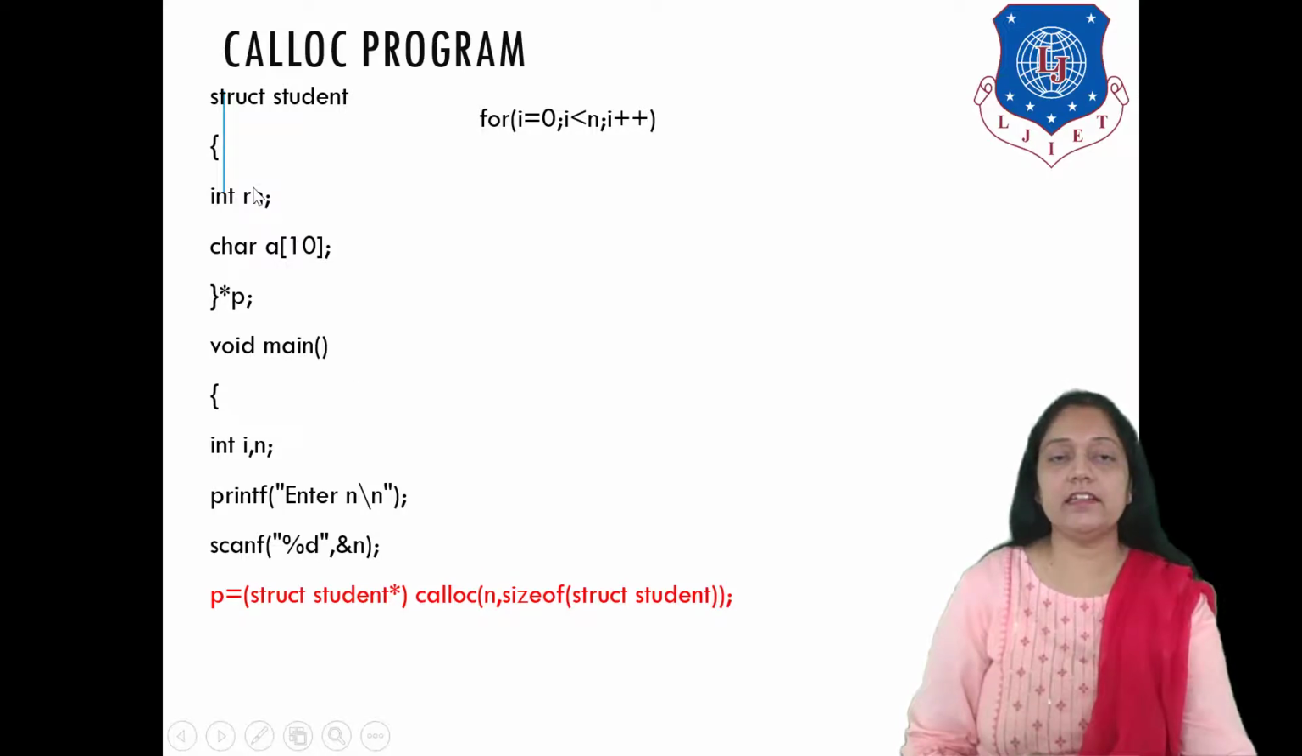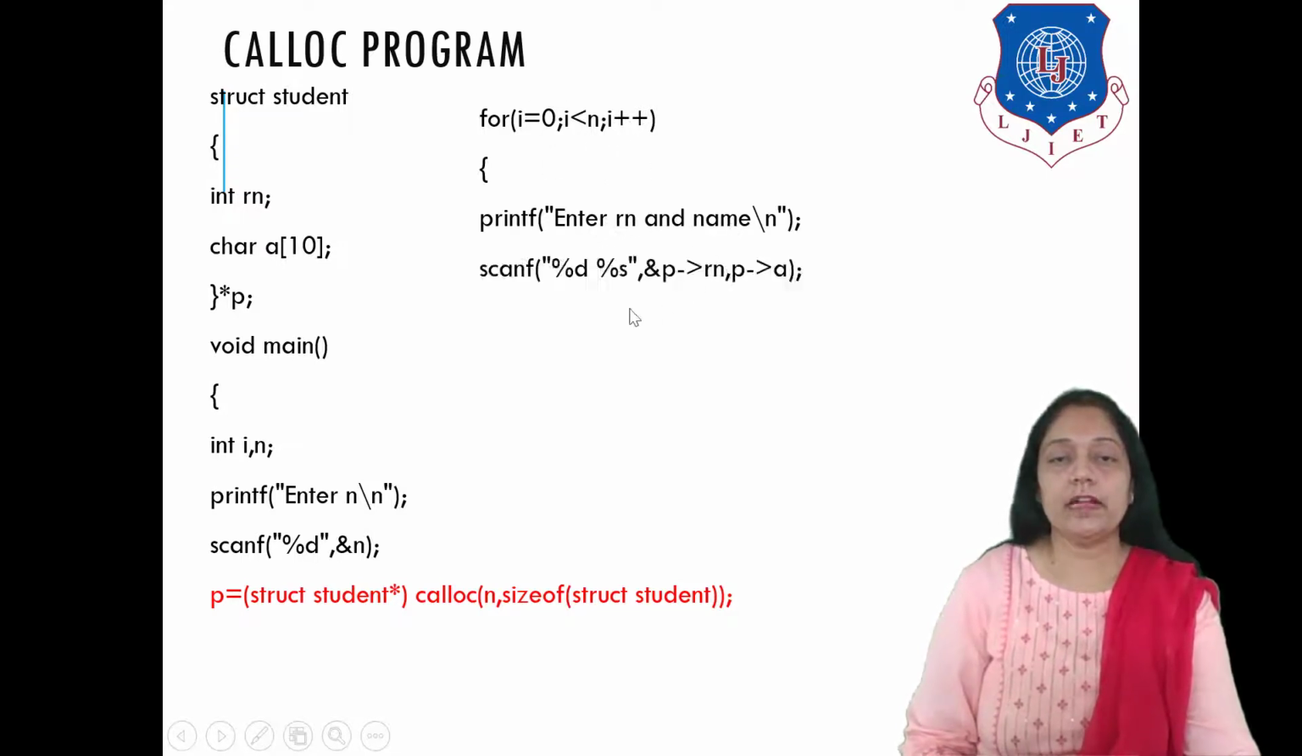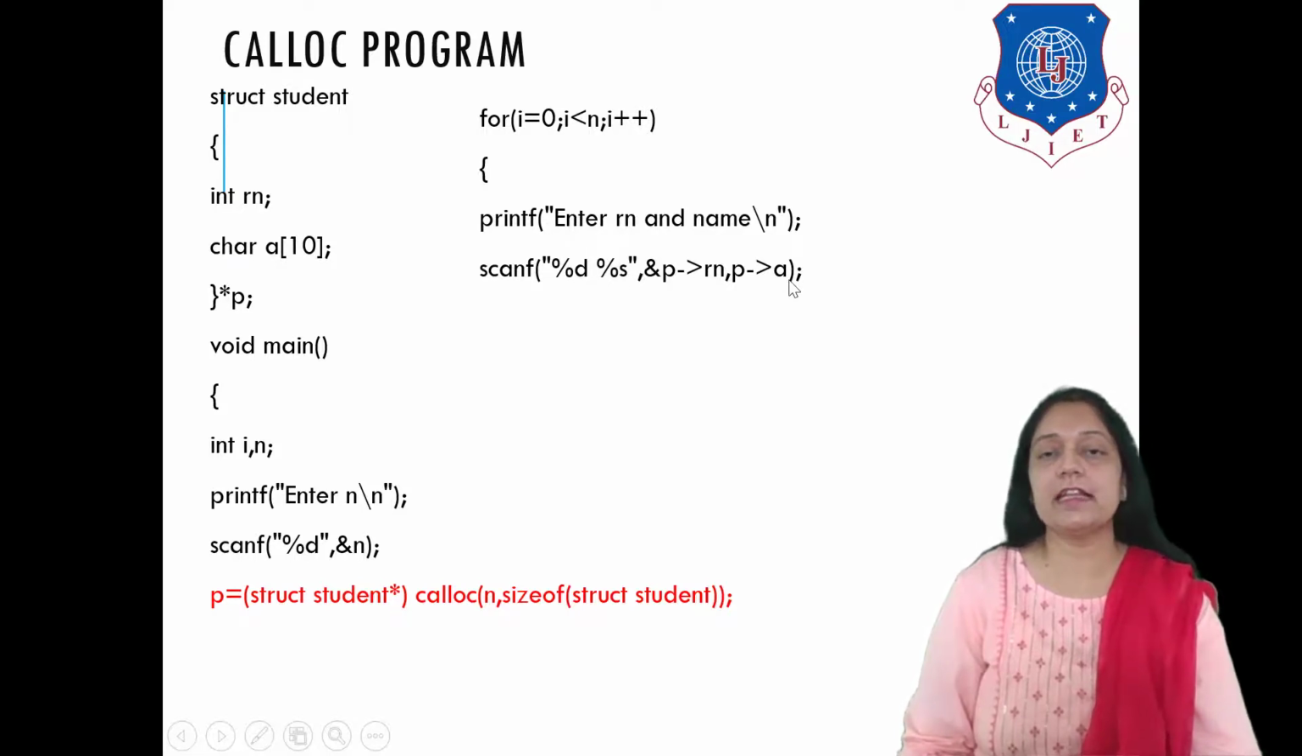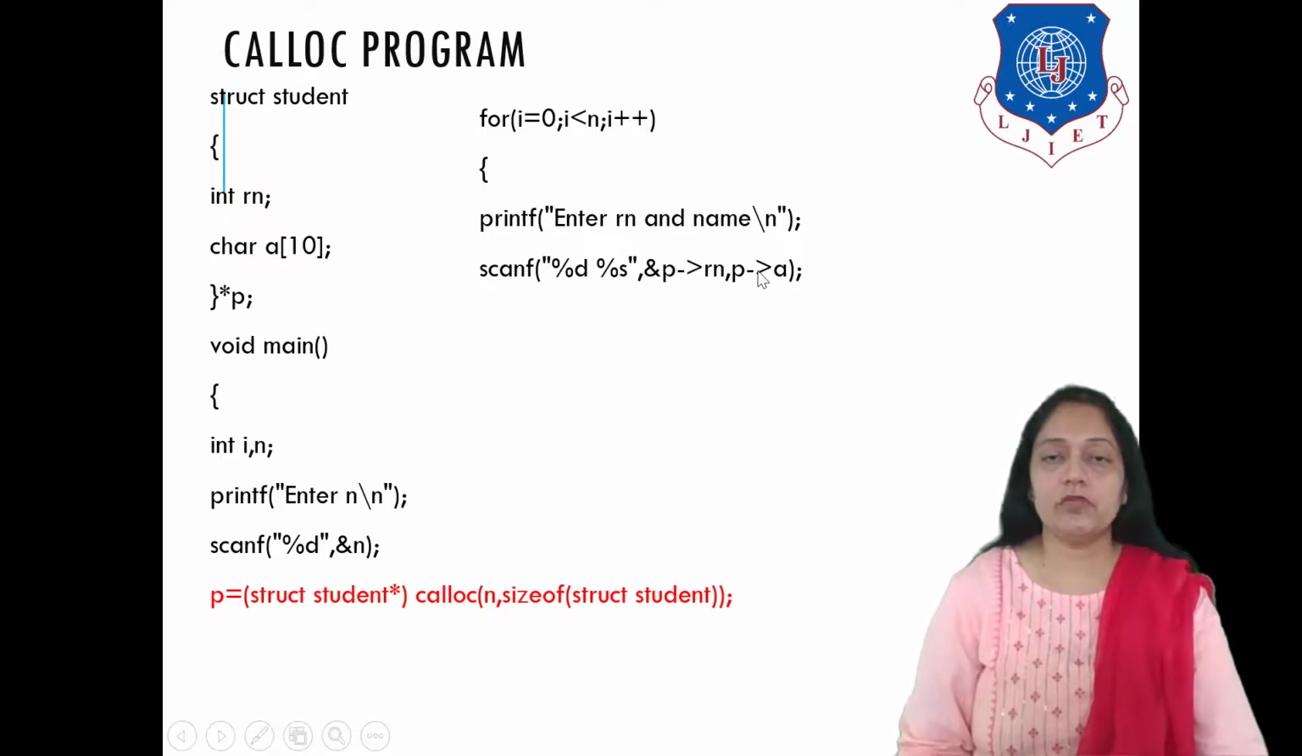Now I want to enter the values of roll number and A using this particular pointer. So I'll take a for loop, for i equal to 0, i less than n, i plus plus, for n number of students' data I'm taking a loop. Enter the roll number and name, scanf. So P is a structure pointer, so I'll use the arrow: P arrow roll number, and P arrow A, that is my name, which is percentage s. The control string for A would be percentage s because it's a character array where I'm going to store the name of the student in A.